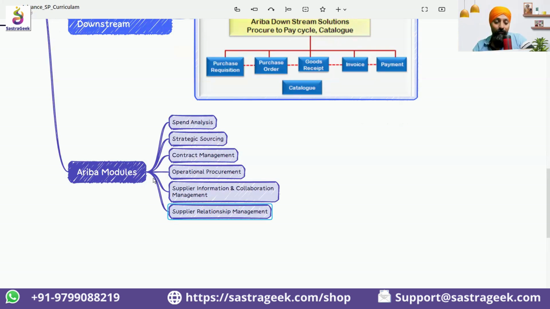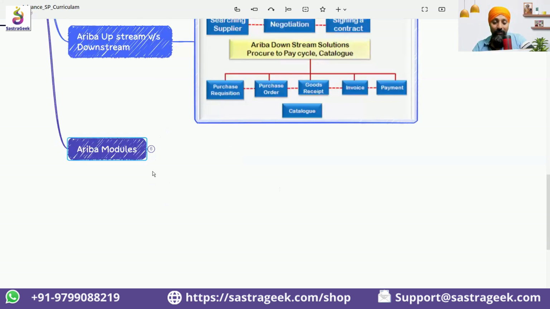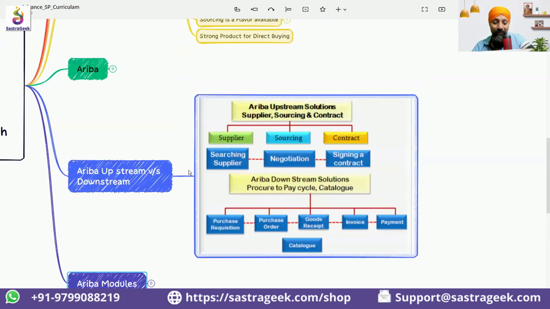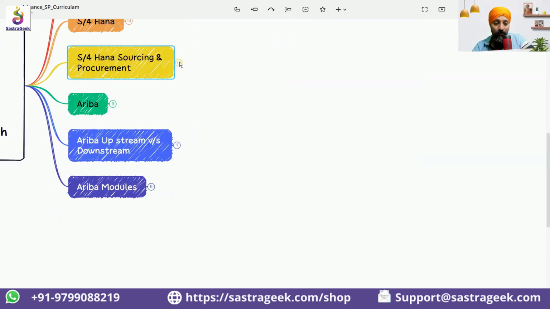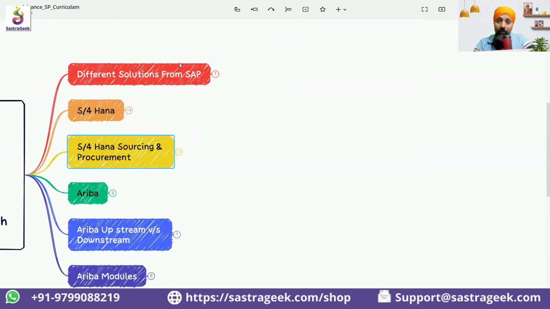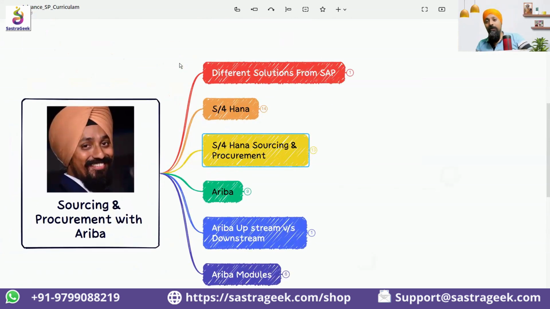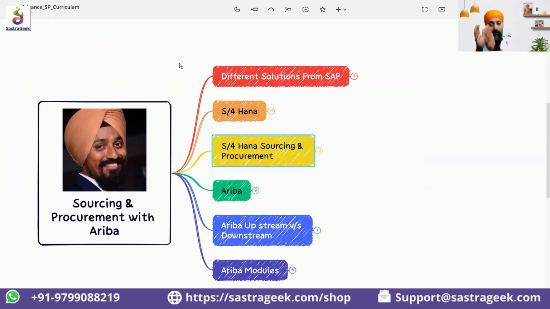I will not talk about them in detail. I have an expert on that area to talk about them in detail. Sree is the expert who will be talking in detail on that part. But from my explanation, what I am expecting is that you would be clear: what is S/4HANA sourcing and procurement, what is Ariba, where Ariba is strong and where S/4HANA is strong. That should be very clear from today's session.